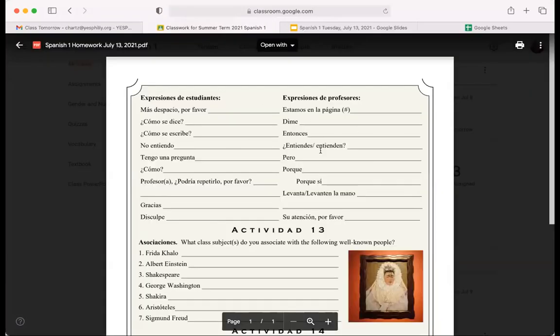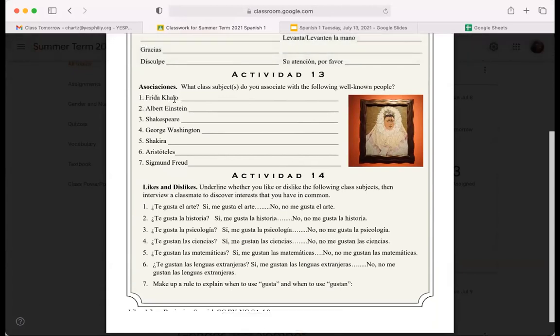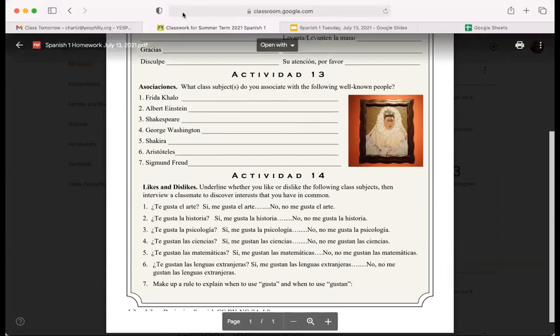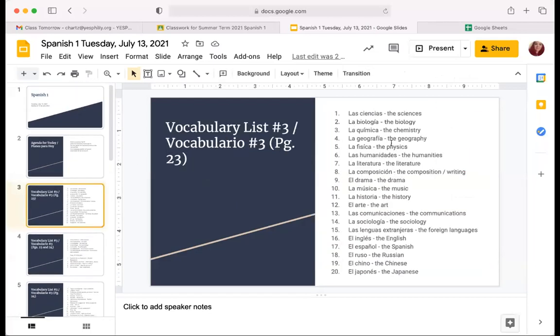So this top part here is just the vocabulary. You don't have to do anything with this, so you could just leave that alone. But for activity 13 and 14, it's pretty simple. What class subject or subjects do you associate with the following well-known people? So Frida Kahlo, she was a Mexican painter, right? We know that, a Mexican artist. So you just have to say what subjects go with her. What do you think of when you think of her?